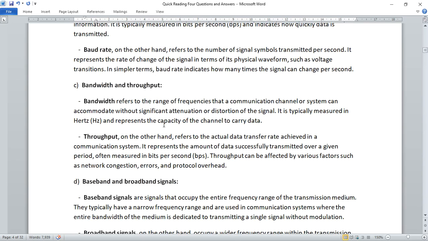The amount of water that can be pumped into a pipe can be equated to bandwidth. Bandwidth is the amount of data that can pass through a transmission signal. Throughput, on the other hand, is the actual data transfer rate achieved in a communication system.